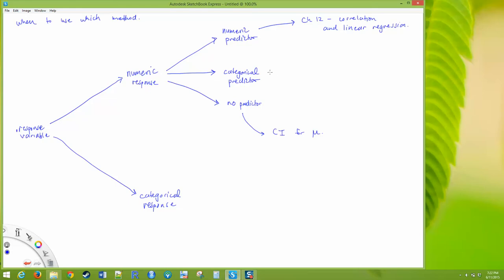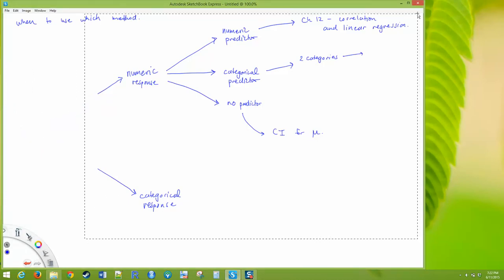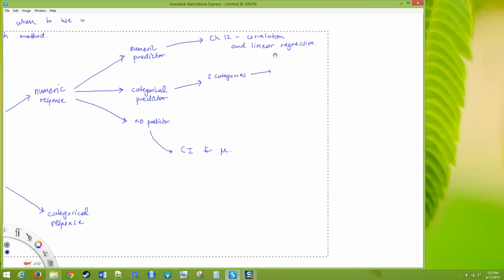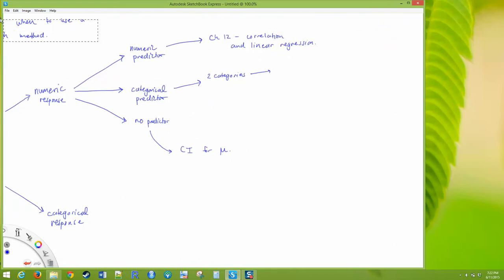Okay. Anyway, categorical predictor, we can have, if you have only two categories, okay, then, I'm going to run out of space here, you can have, let me just crop this chunk. I'm going to slide this whole thing over. Just chop that.